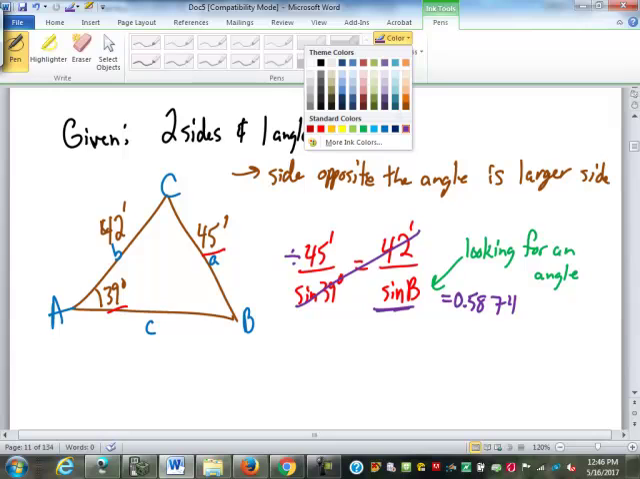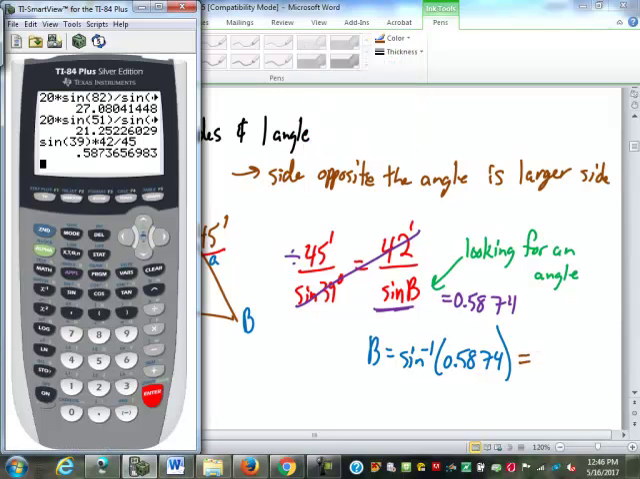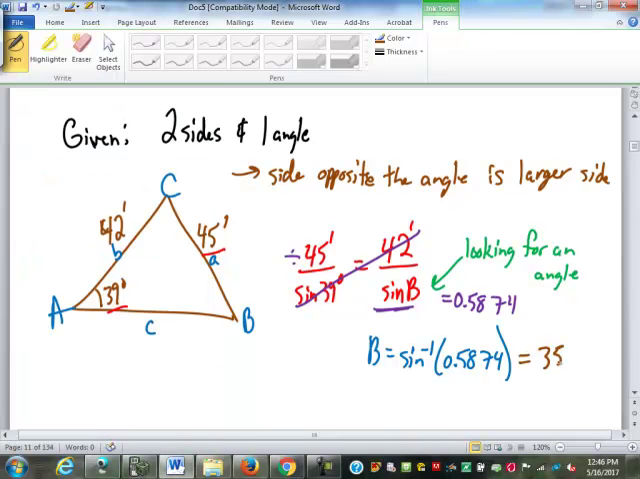So how do we find B? B is the inverse sine of 0.5874. Now I just keep it in my calculator. I'll do second sine and then second answer. 35.97 degrees. So that's angle B here. Now that makes sense. This angle should be a little smaller than that one because this side's a little smaller than that one.